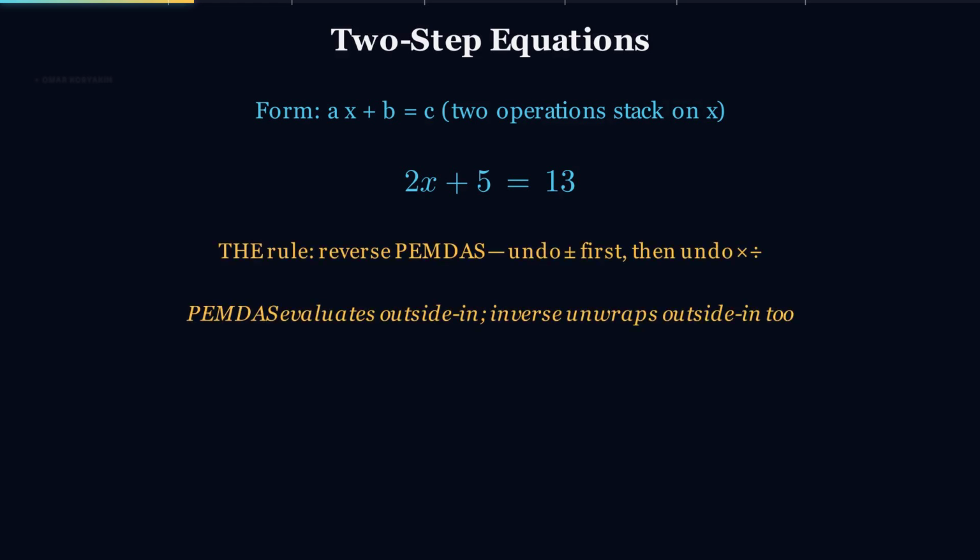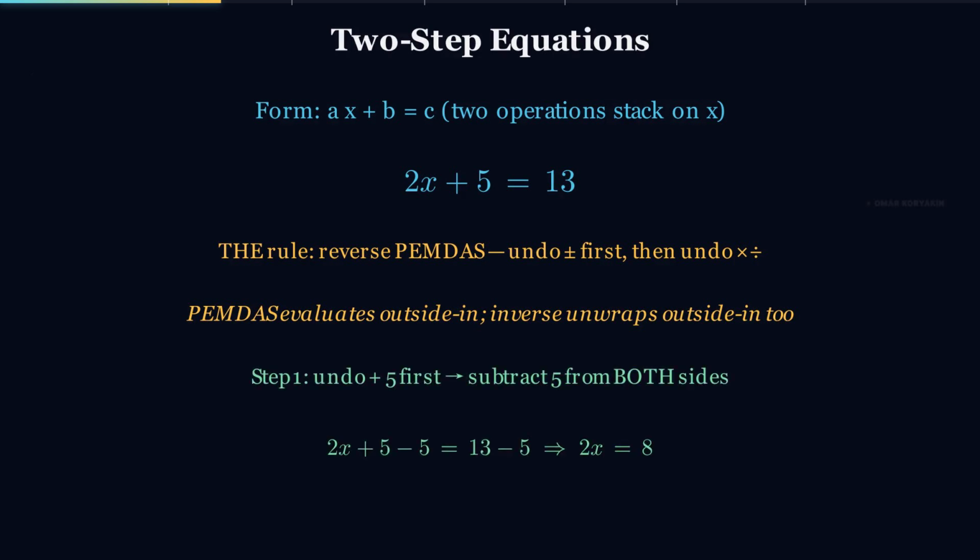Here is the reverse PEMDAS rule that determines the order. PEMDAS evaluates an expression by computing parentheses and exponents first, then multiplication and division, then addition and subtraction last. To undo the operations and isolate the variable, we apply the inverses in the reverse order. Undo addition or subtraction first, because that was the last operation done in the forward direction. Undo multiplication or division next.